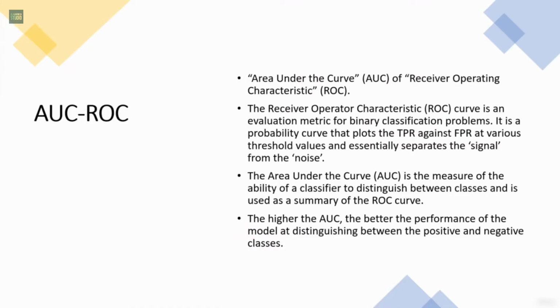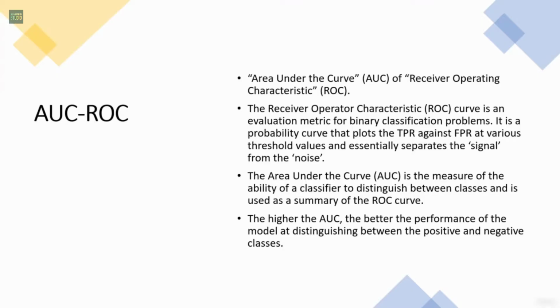Finally, let's talk about the AUC ROC, which is very, very important for the classification based problems in machine learning. So what is AUC? It stands for area under the curve of receiver operating characteristics, also known as ROC. The ROC curve is an evaluation metric for binary classification problems. It is a probability curve that plots the true positive against the false positive at various threshold values and essentially separates the signal from the noise.